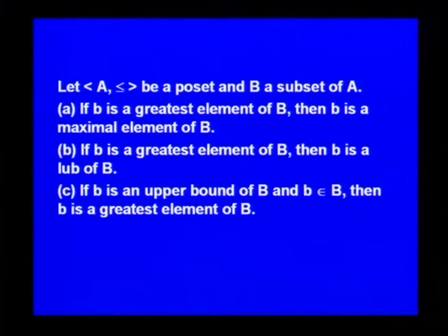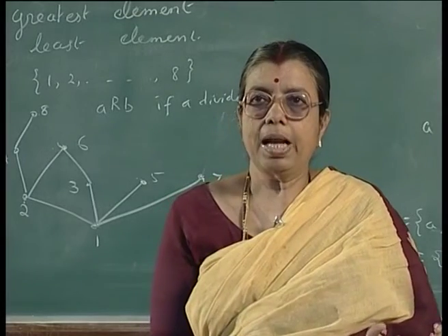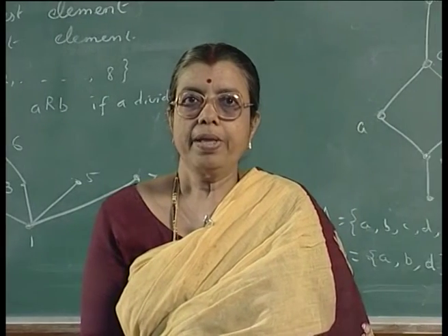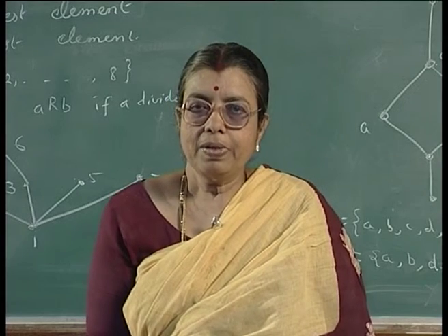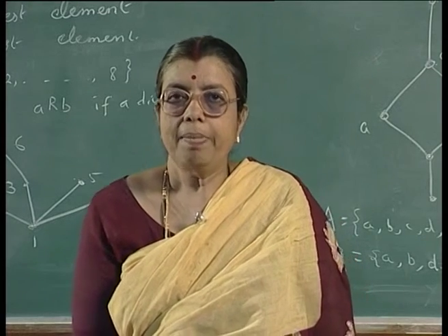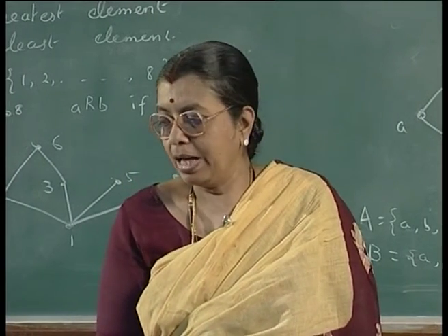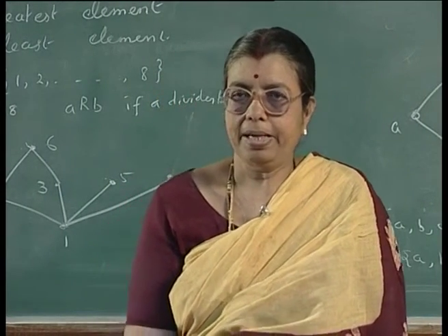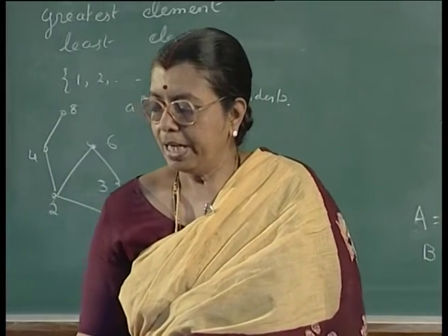If b is a greatest element of B, then b is a least upper bound of B. This also you can very easily see, because all elements are less than or equal to the greatest element, the same condition holds for least upper bound also. If b is an upper bound of B and b belongs to B, then b is the greatest element. If something is an upper bound, everything else is less than that, and for the greatest element also the same condition holds, but the upper bound need not belong to the set. If it belongs to the set, then it will be the greatest element. So, these results follow immediately by definition.